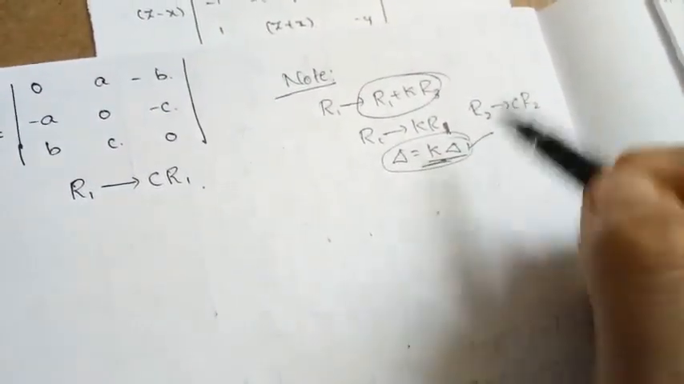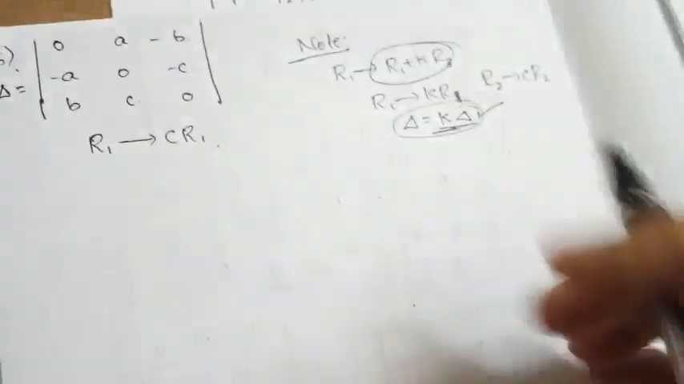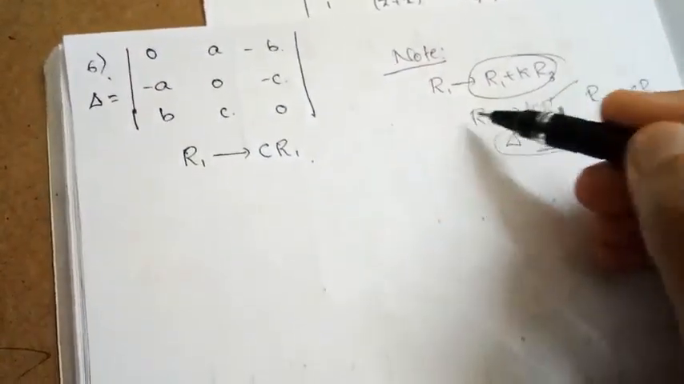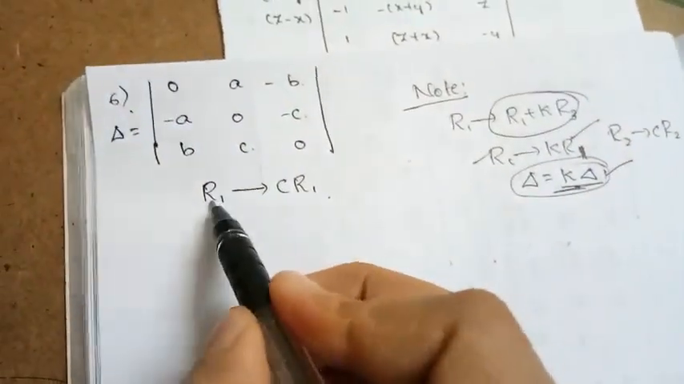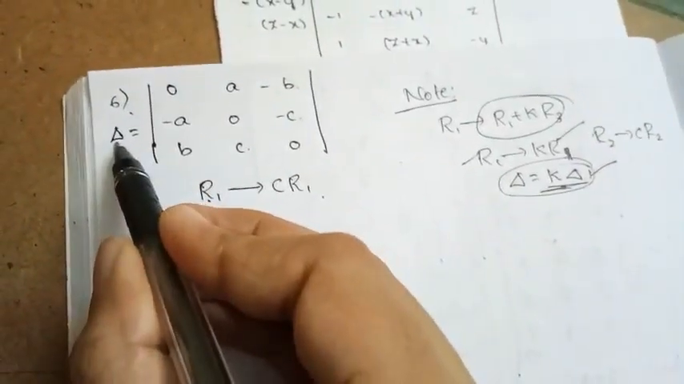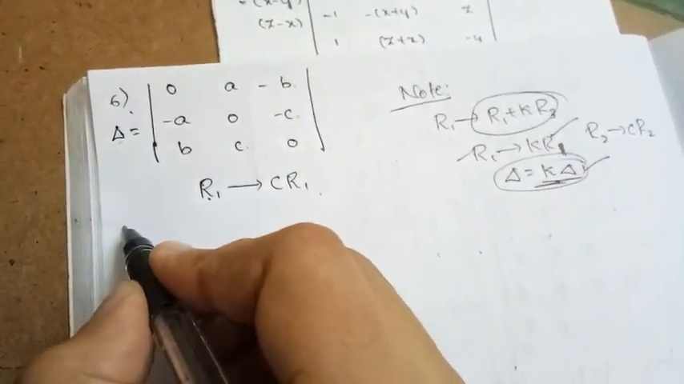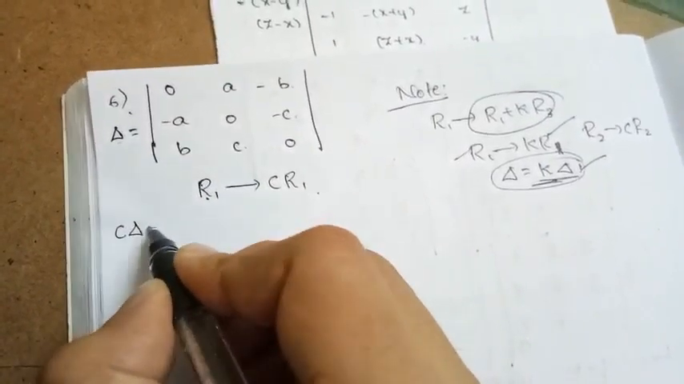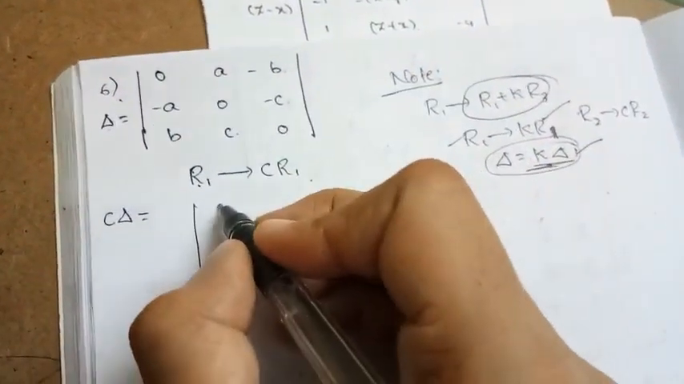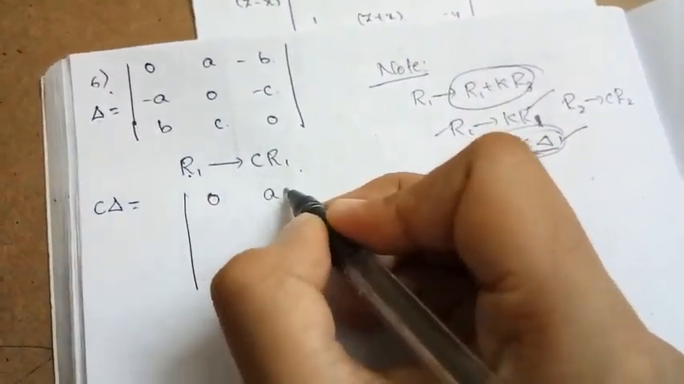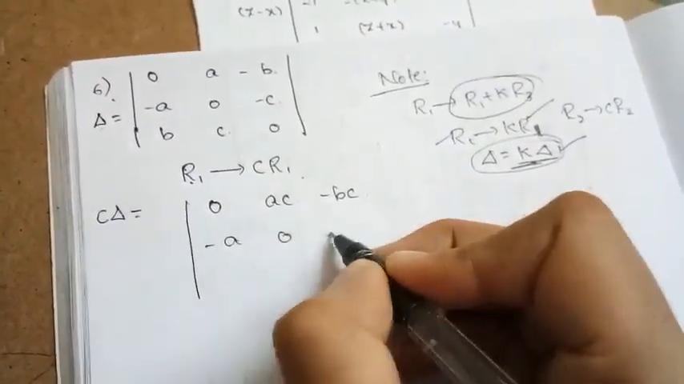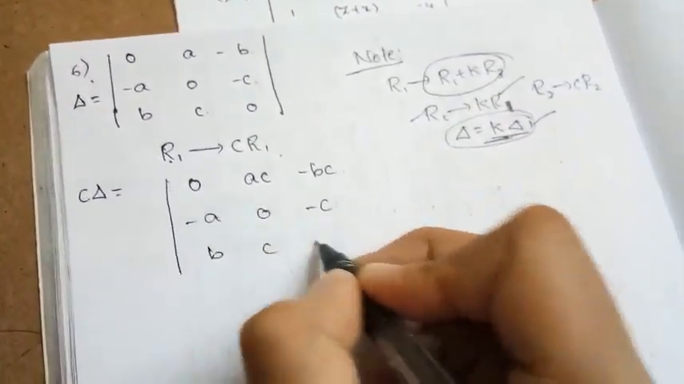It is nothing but property 4 in your NCERT textbook. So this is what we have learned. Here you can see I use this type of row operation, R1 implies C times R1. So what does the value of this determinant become? The value of the determinant becomes C times the determinant, right? So what about our R1? 0, AC, minus BC, rest of the things are as they were, okay.